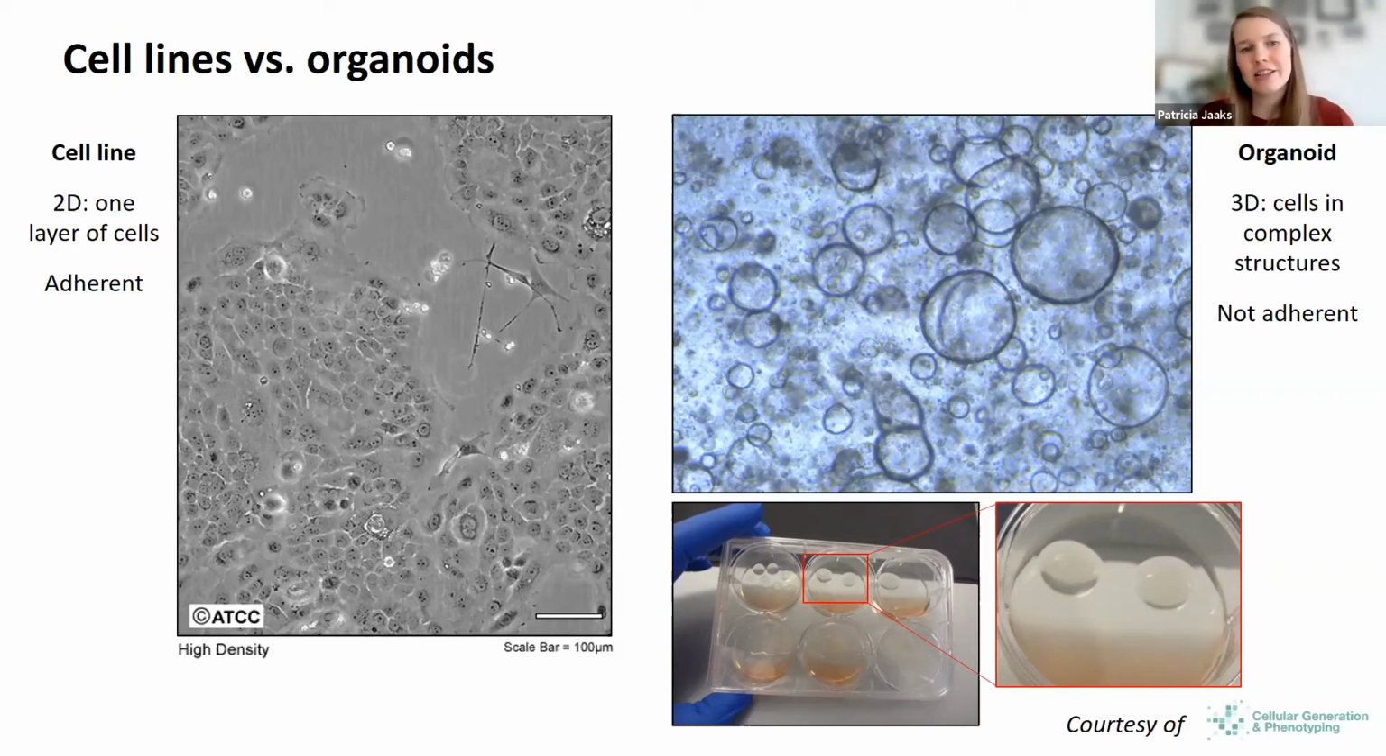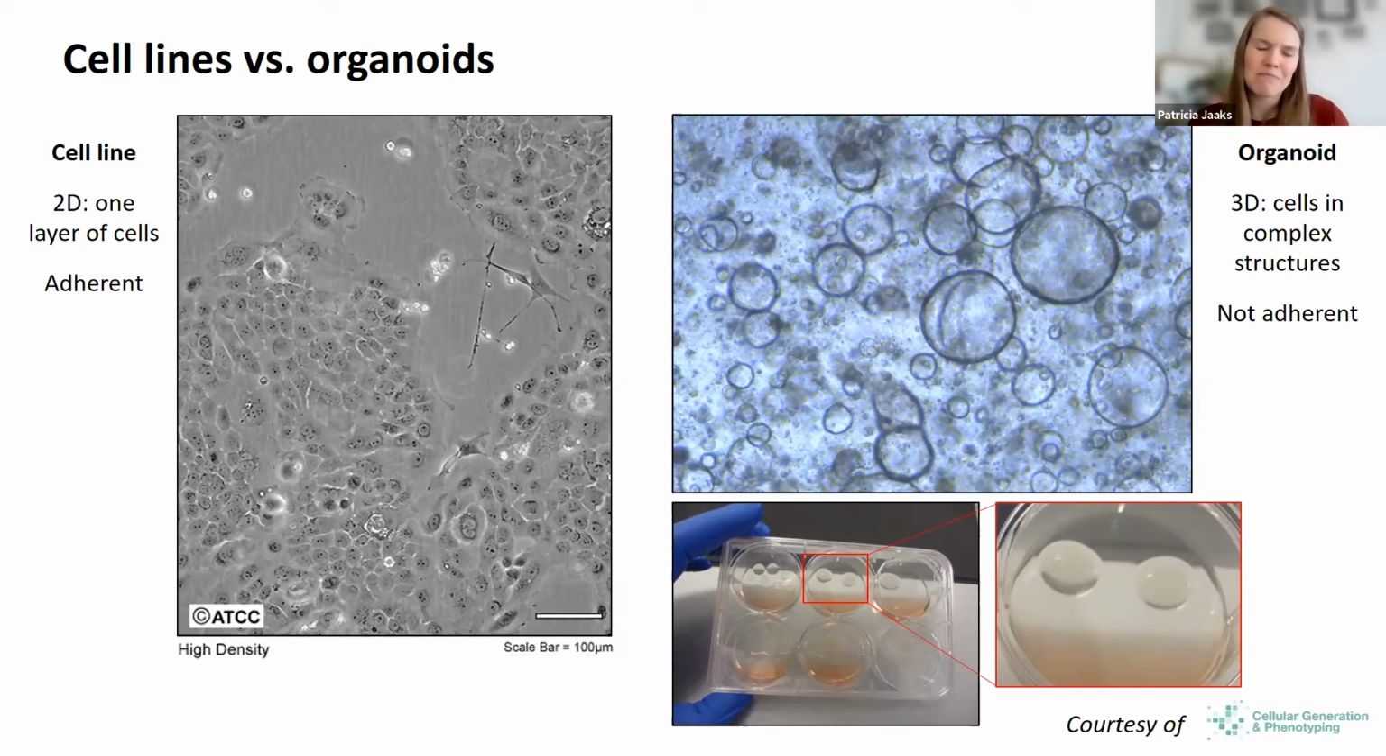You can see that the cells are one next to the other, and they are adherent. So they grow attached to plastic. It's treated plastic, so not normal plastic like you would have it at home, but it's still plastic. On the right-hand side, you can see organoids. So those are cells that grow in complex structures that are 3D. So the bubbles, in a way, that you see are cells next to each other.